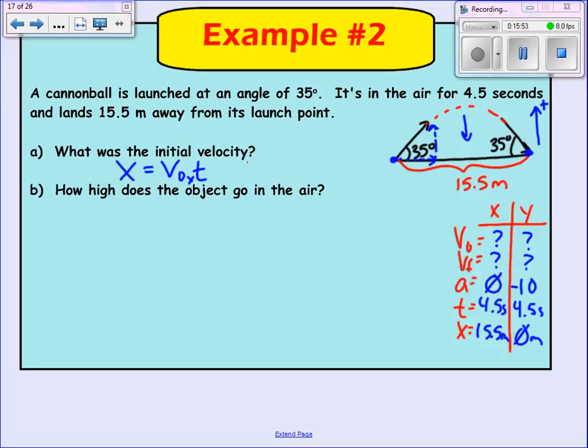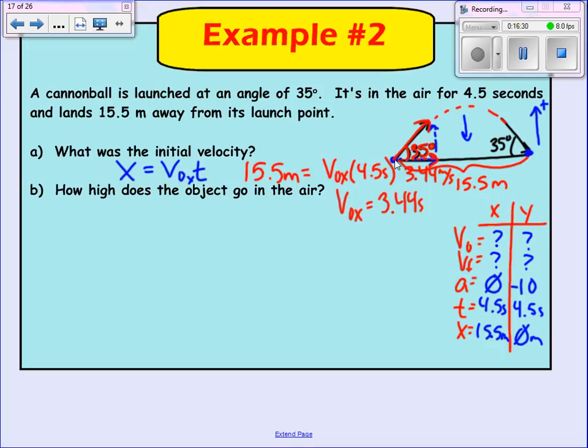I know in the x direction the object travels 15.5 meters, and it takes 4.5 seconds to do that. So I could solve for my initial velocity in the x direction by taking 15.5 divided by 4.5. If I do that, my initial velocity in the x direction is equal to 3.44 meters per second. So to find my initial velocity, I now know that it's at an angle of 35 degrees, such that the x component of that velocity is 3.44 meters per second.